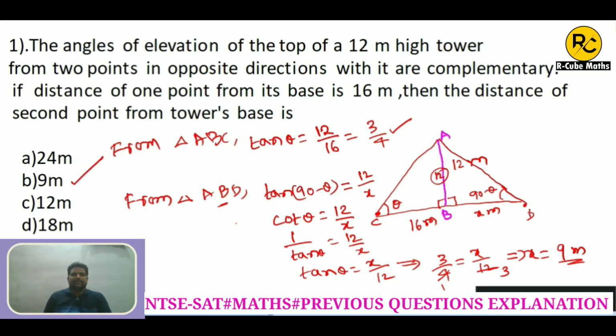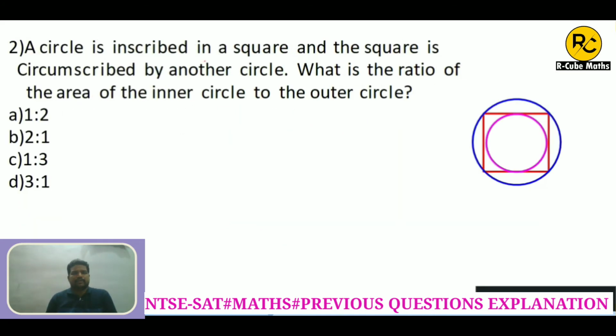So we can do it like this. Let us see the second question. A circle is inscribed in a square and the square is circumscribed by another circle. What is the ratio of the area of the inner circle to the area of the outer circle? So this is the question.